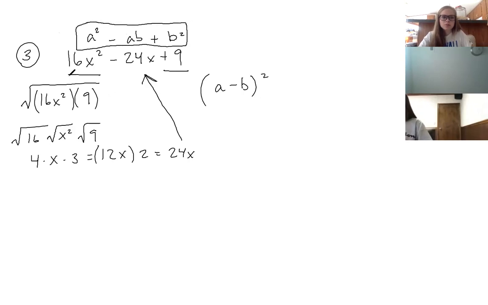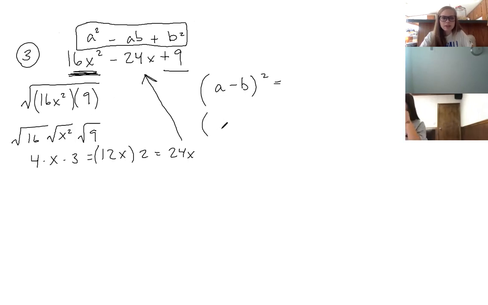All right, so 16x squared is represented as my a squared, 24x is my ab, 9 is my b squared. So this is a minus and a plus. So my answer is going to be this binomial, a minus b times a minus b, or a minus b squared. Okay, what's my a value then?